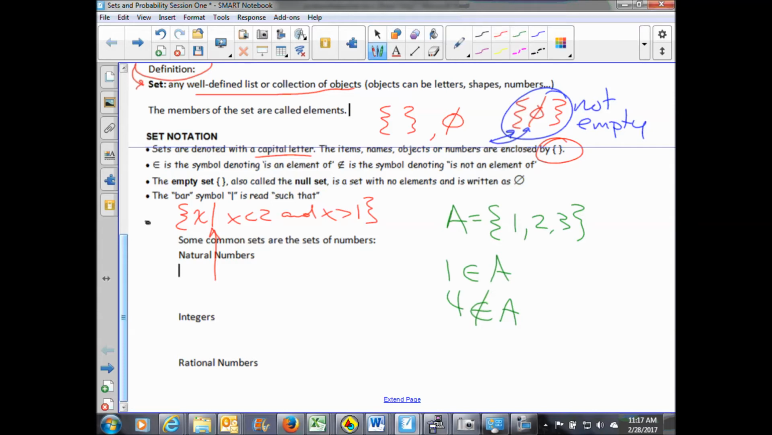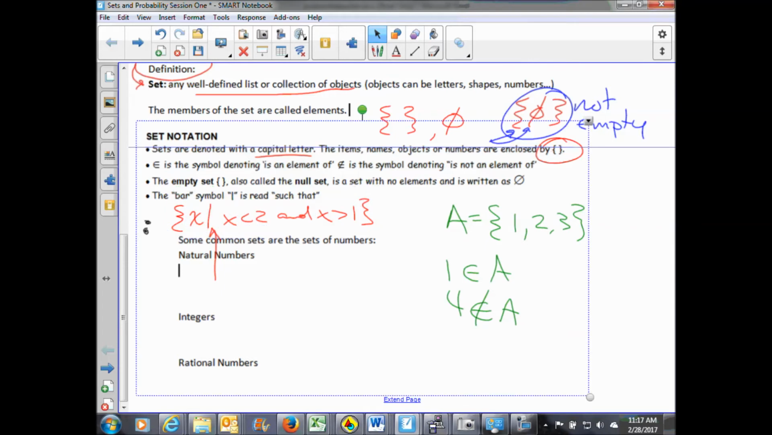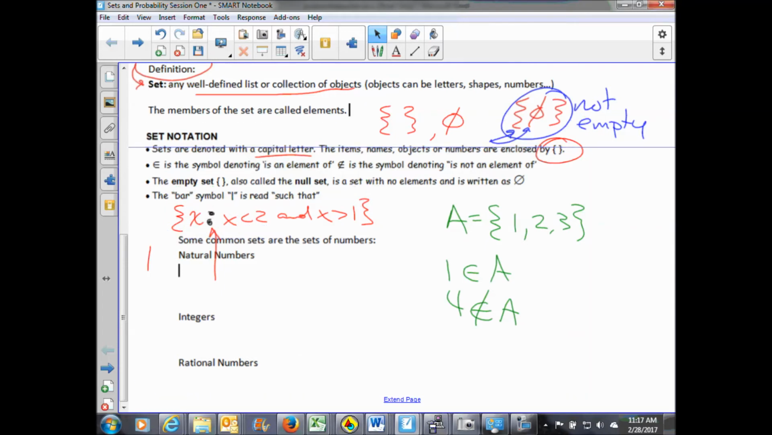Sometimes instead of a bar, there might be a colon there, but we read it exactly the same way. The set of all x such that, and then go on from there.